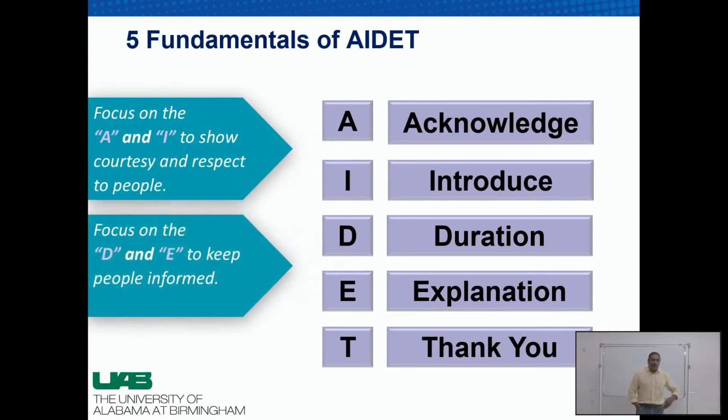Okay, so you're now familiar with ADEC: acknowledge, introduce, duration, explanation, thank you. This is a recap, basically. The A and I is essentially to show courtesy and respect to people. The D and E is to keep people informed, okay? So bear that in mind. So there's 2 components of that. 1 is courtesy and respect to others. 2 is keep them informed, okay?